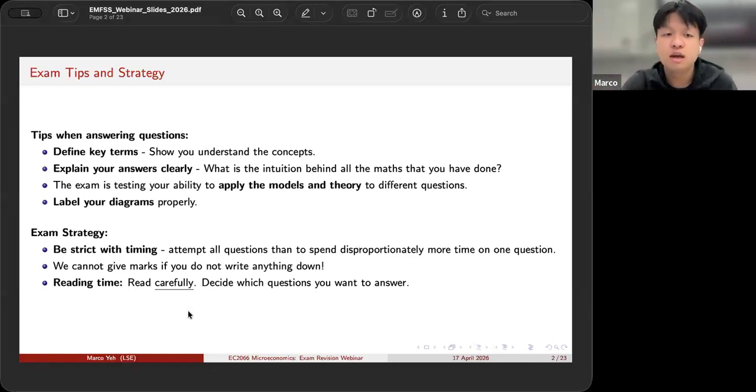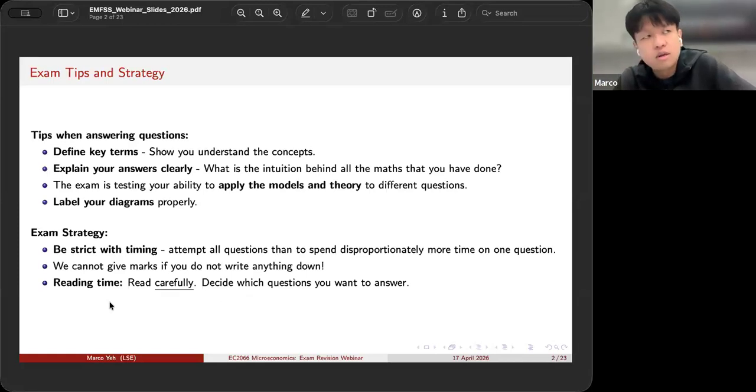The third bullet point, reading time. Read carefully and decide which question you want to answer. I'm not sure about the exam format for this year, and I cannot comment in this webinar since this is not for that purpose. But I just want to let you know, if you have the discretion to choose which question to answer, then during reading time, read carefully and stick to the one that you want to answer, and you won't have much time to regret it and change to another question. So read carefully when you're allocated the reading time.